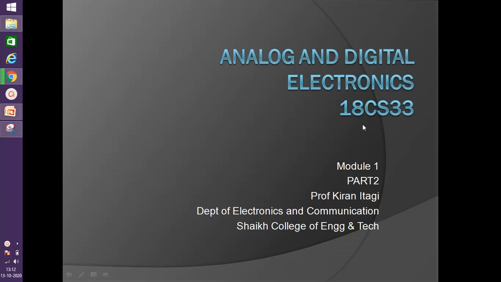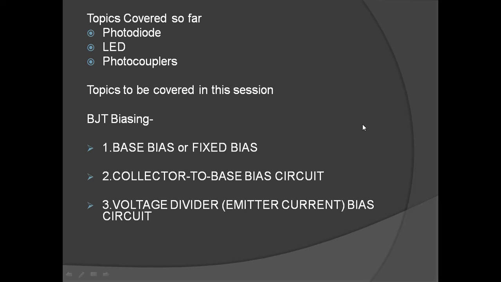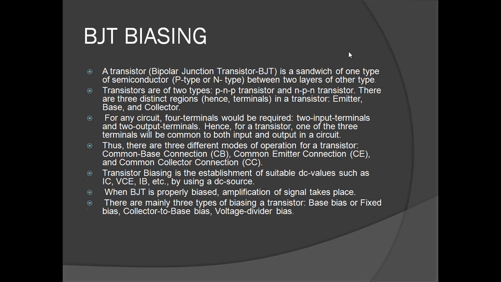Today we are going to have a recall on what we have studied so far. The topics covered so far are photodiode, LED and photocouplers. The topic to be covered in this session is BJT biasing. There are three types of biasing: base bias or fixed bias, collector to base bias circuit, and voltage divider or emitter current bias circuit. Let us look at what BJT biasing is.